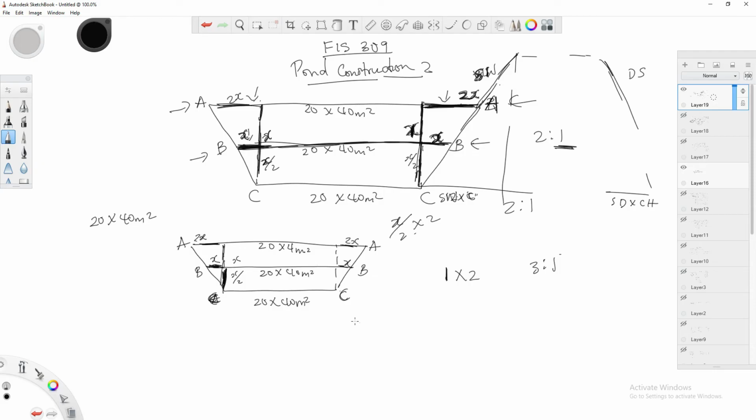So from this, we can then say that the area at A will be what? Let's first take the length: 20 plus 2x plus another 2x. Please let's take note of this. Then the breadth will be 40 plus 2x plus another 2x. The same way goes for B. B will be 20 plus x plus another x, and then the other one will be 40 plus x plus another x. And C is already what we know: 20 and 40.